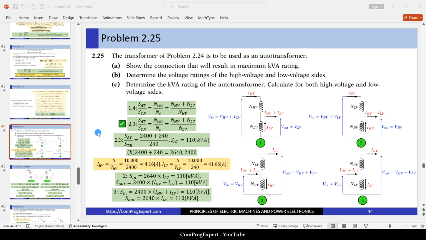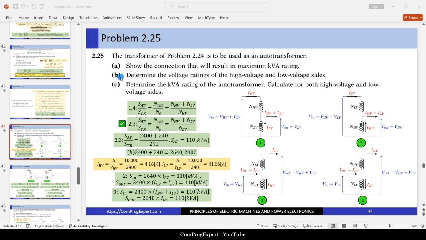Hello everyone. Let's continue solving the problems of chapter 2, problem 25. The transformer of problem 24 is to be used as an auto transformer. A, show the connection that will result in maximum kVA rating.